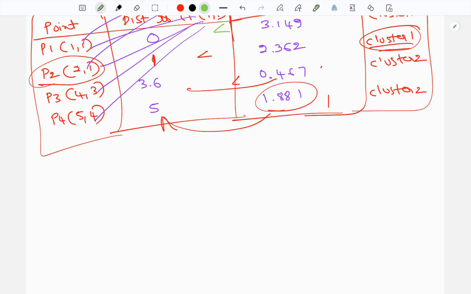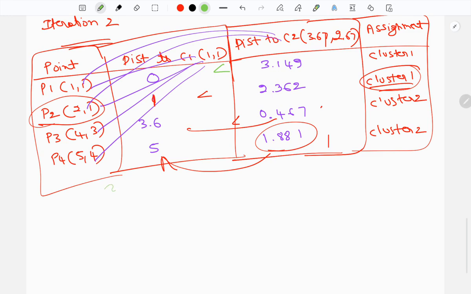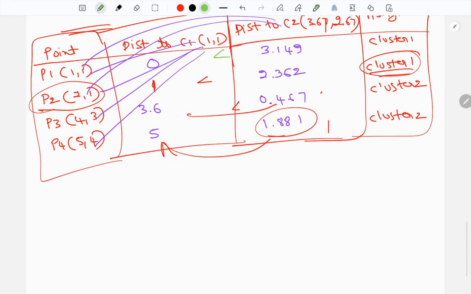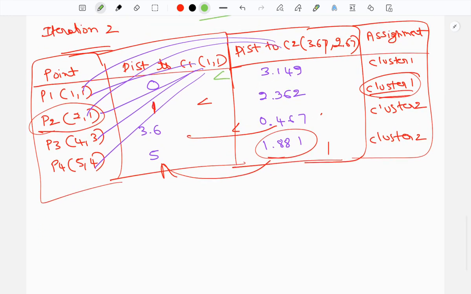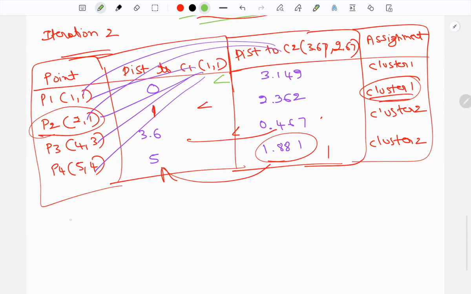Now what do we have to do? Again, you have to find the centroids. Let me take the new centroids for this iteration. What will be the new C1? Now there are two data points. The new C1 is the mean of P1 and P2. Earlier there was only one, that is P1, and now we have P1 and P2.